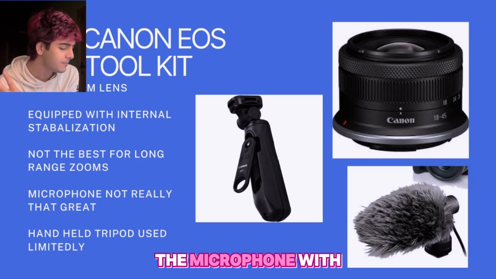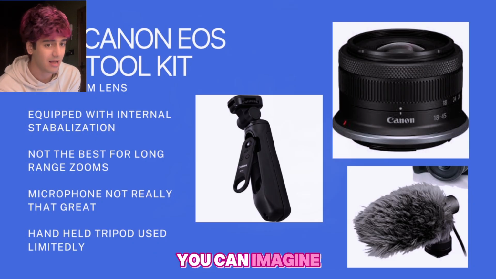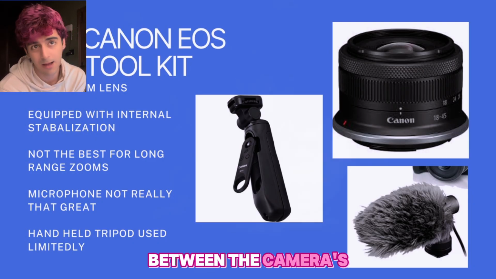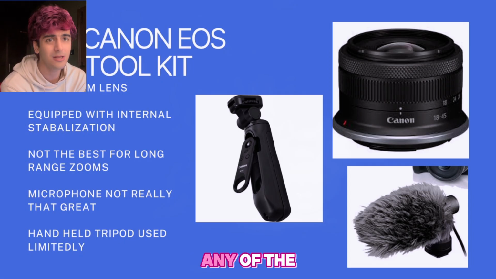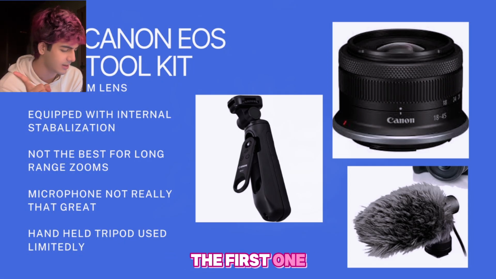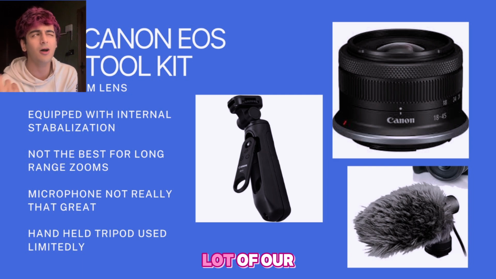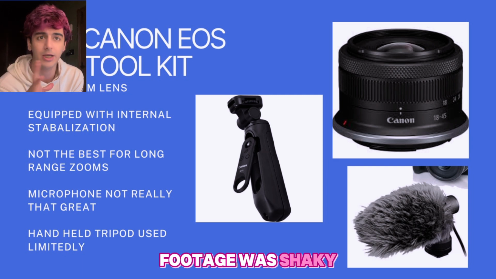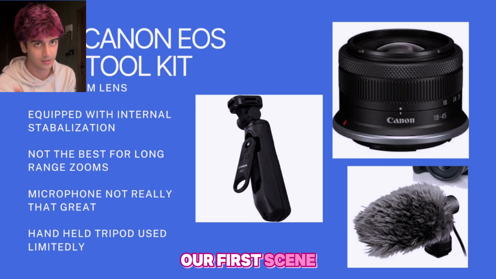We also had the microphone with us, but being honest, it's not the best microphone you can imagine, as you can barely tell the difference between the camera's own microphone and when the microphone is attached. Hence, we barely used it in any of the scenes except for the first one. And lastly, the handheld tripod that came with it. Again, a lot of our footage was shaky cam footage, hence we didn't really have that much need for a handheld tripod. Hence, you will only see us using the tripod in our first scene of the film.